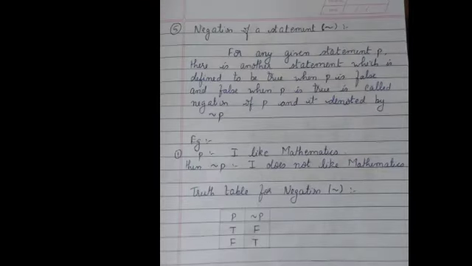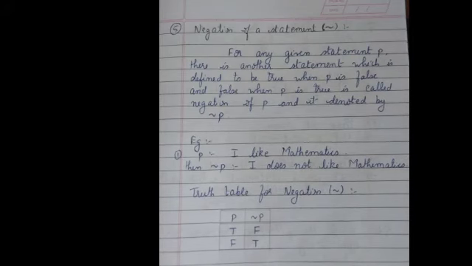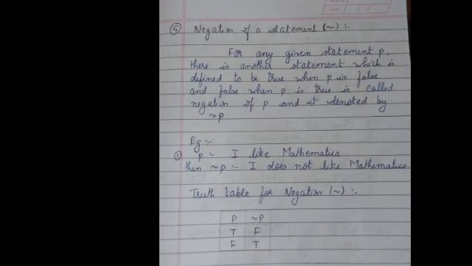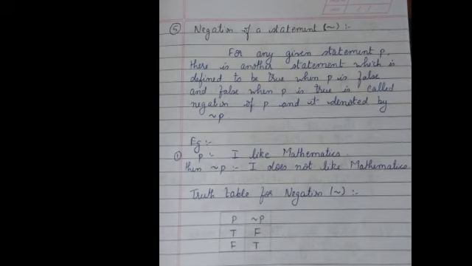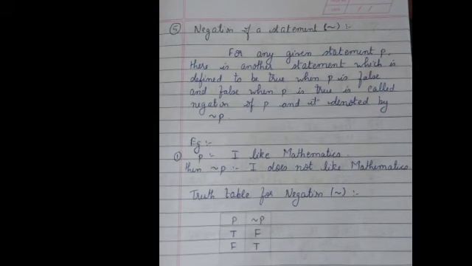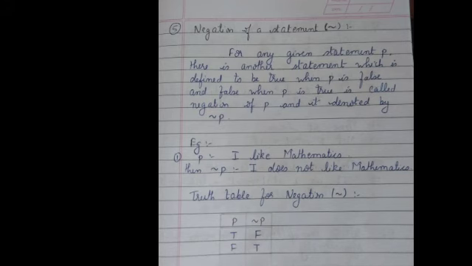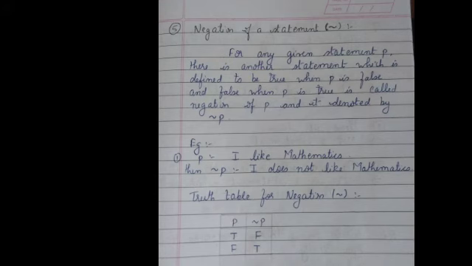The last logical connective is negation of a statement. Its symbol I have given in the bracket, like a small wave. For any given statement P, there is another statement which is defined to be true when P is false and false when P is true, called the negation of P, and it is denoted by negation P. In short, if a given statement contains not, we have to remove not, and if not is not present, we have to add not.